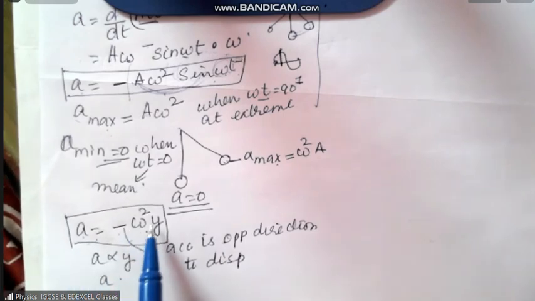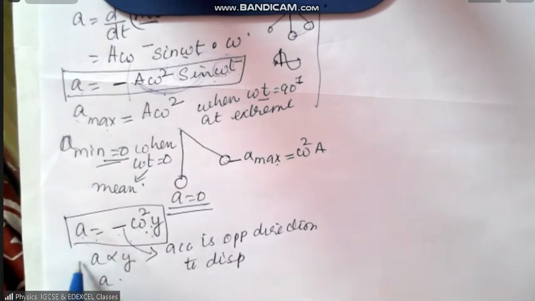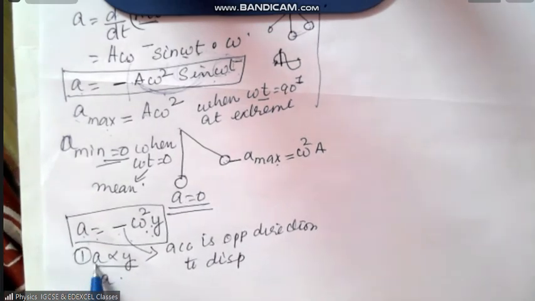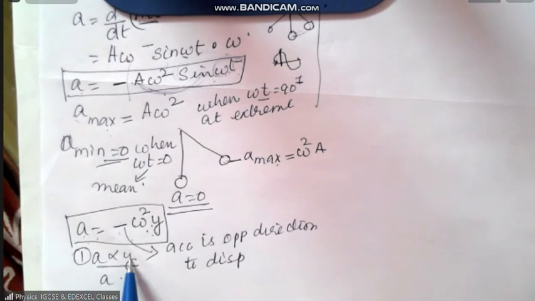So both the conditions for simple harmonic motion are satisfied by showing this, right? Acceleration is equal to minus omega square y. The first condition was acceleration should be proportional to x or y, displacement. The second condition was acceleration should be opposite to displacement.